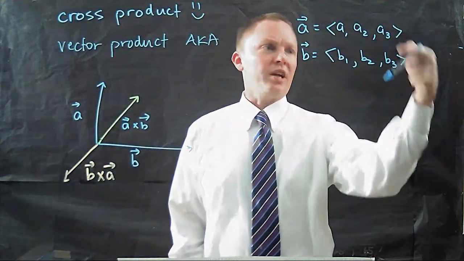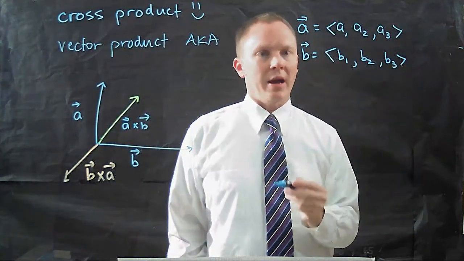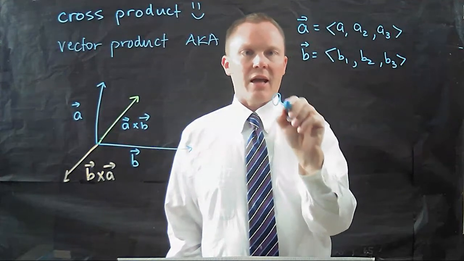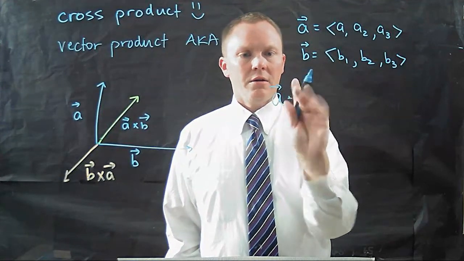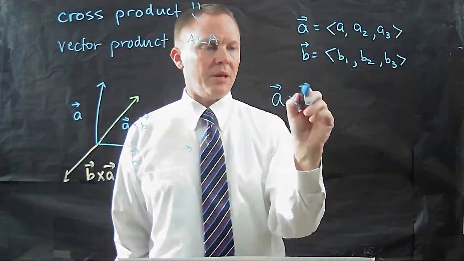So here's two vectors that we've defined: A1, A2, A3, B1, B2, B3. Okay. And then we're going to say A cross B.